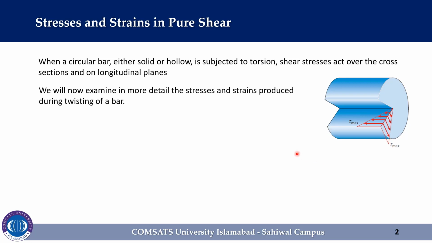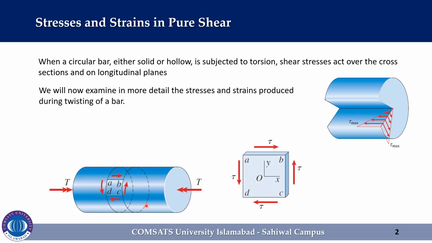We begin by considering a stress element ABCD cut between two cross sections of a bar in torsion, as shown here in the figures. This element is in a state of pure shear because the only stresses acting on it are the shear stresses on the four side faces. The directions of these shear stresses depend upon the directions of the applied torques T. In this discussion, we assume that the torque rotates the right-hand end of the bar clockwise when viewed from the right. Hence, the shear stresses acting on the element have the directions shown in the figure.